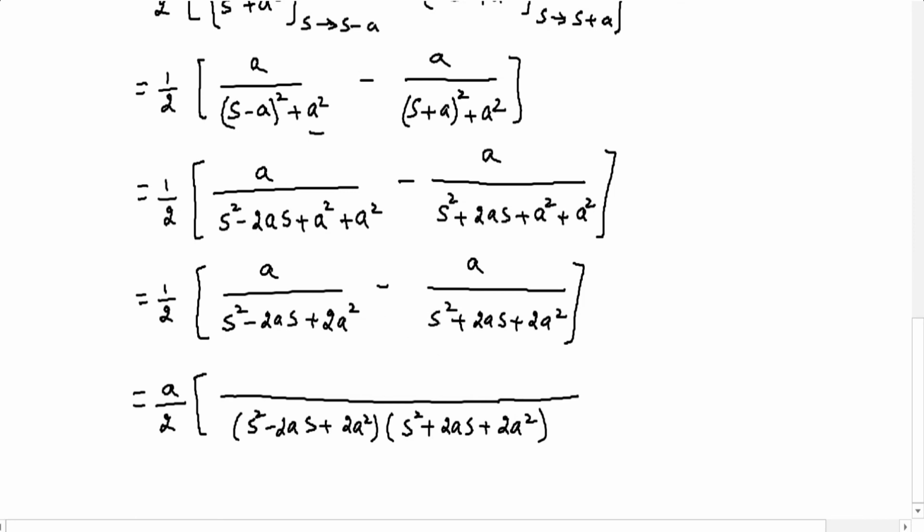If we cross multiply this a square plus 2as plus a square here in the numerator, a is already taken, so just 1 is left out. So 1 times a square plus 2as plus 2a square will be the same term, minus. So this expression has to be multiplied over here. A is already taken out, only 1 is left out. So 1 times this denominator will be the denominator itself, a square minus 2as plus 2a square. Now further we'll try to simplify it.